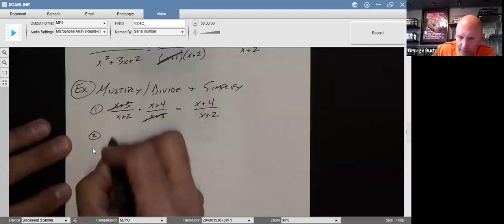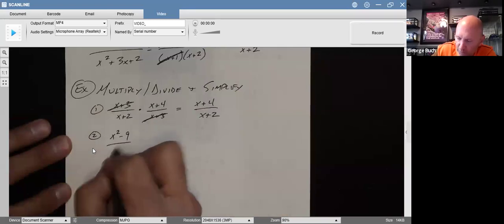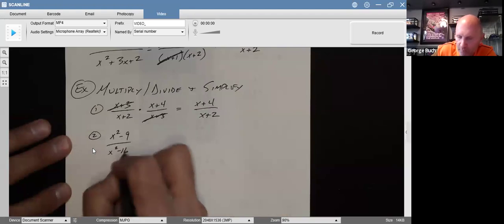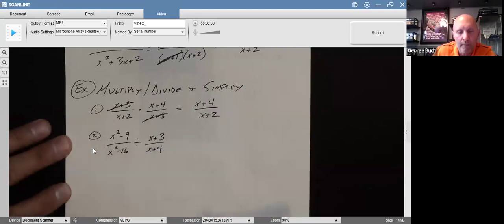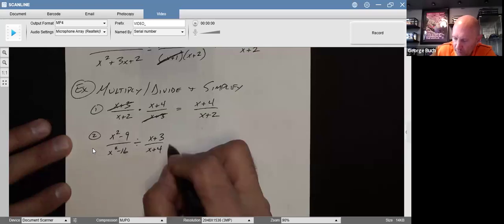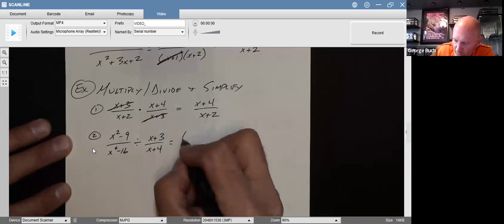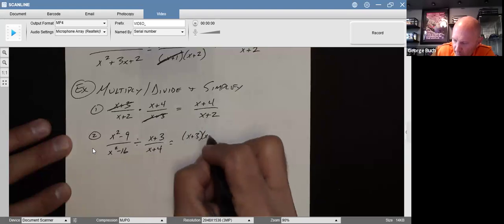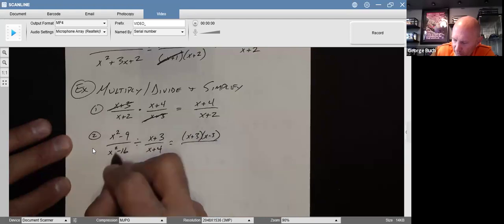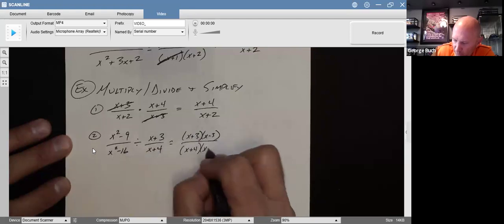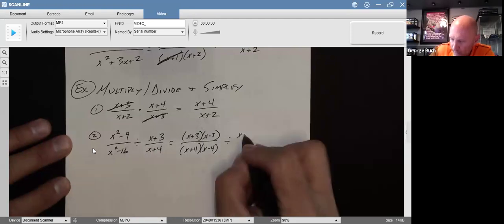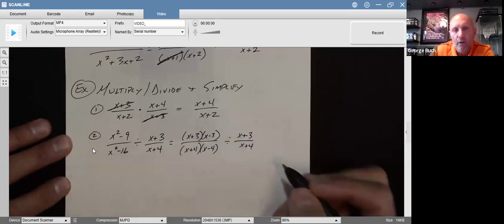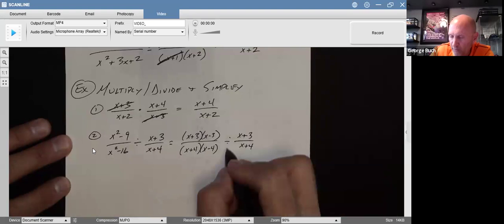Well, what if we have x squared minus 9 over x squared minus 16 divided by x plus 3 over x plus 4? Well, I can factor this first one because x squared minus 9 is a difference of squares, x plus 3, x minus 3. And x squared minus 16 is a difference of squares, x plus 4, x minus 4, divided by this guy, x plus 3 over x plus 4. Well, nothing cancels here, and I wouldn't cancel anyway because this is division.